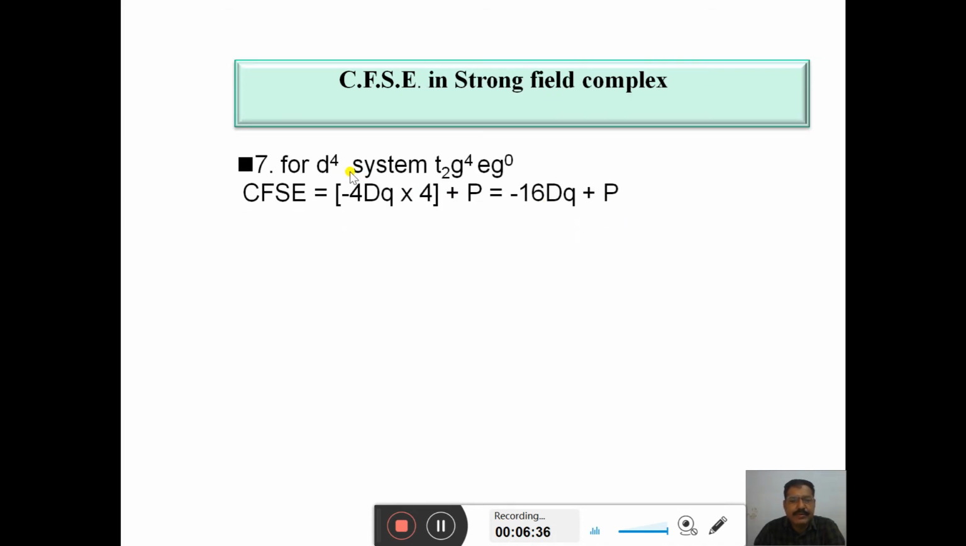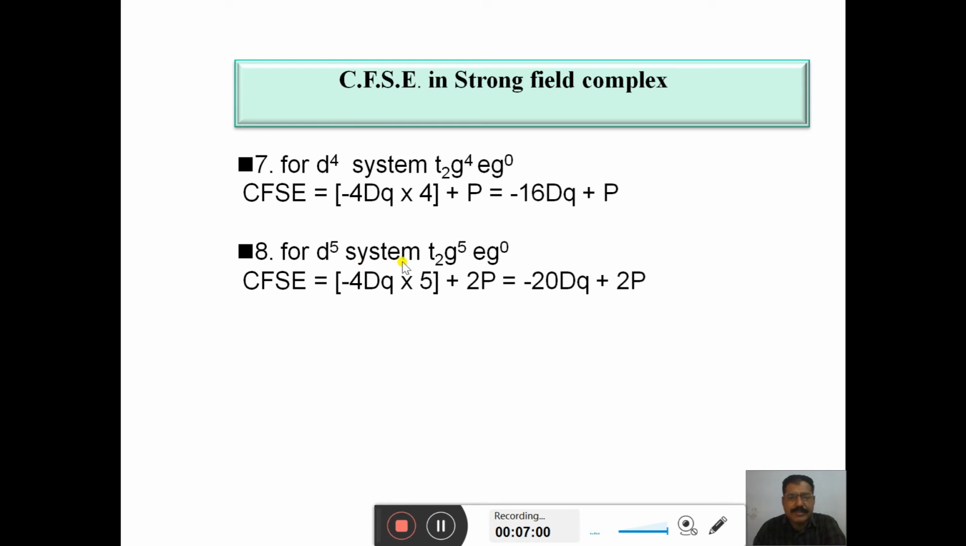And now d4 configuration of a strong field complex, t2g4 eg0. So the energy gap between t2g and eg is large, so electrons will enter and pair at the lower energy. Therefore CFSE is equal to minus 4 Dq into 4 plus p, which is equal to minus 16 Dq plus p. Now d5 system, t2g5 eg0: CFSE is equal to minus 4 Dq into 5 plus 2p. There are only 2 pairs present in the t2g level, so it is equal to minus 20 Dq plus 2p.